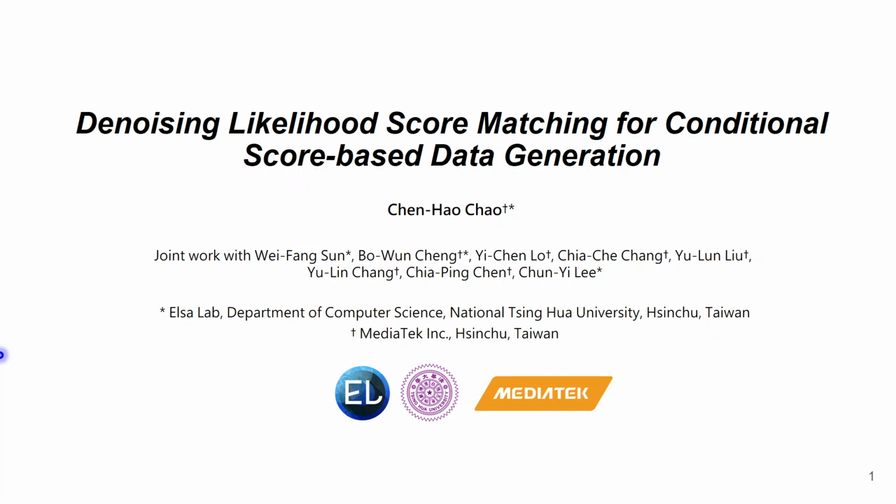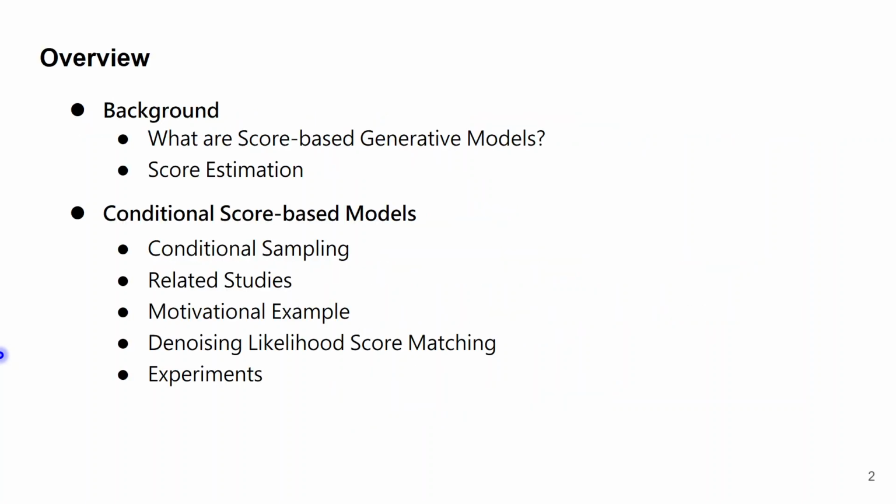Hi, I'm Chen-Hao. I would like to present my work called Denoising Likelihood Score Matching for Conditional Score-Based Data Generation. So here is the overview. I would like to first introduce the background about score-based generative models, and then I will talk about the conditional score model, which is the main topic of this work.